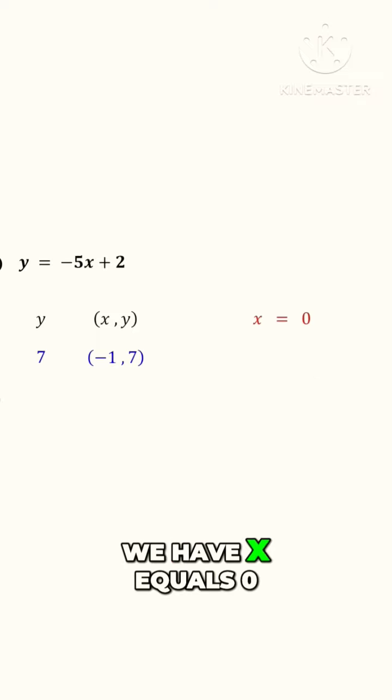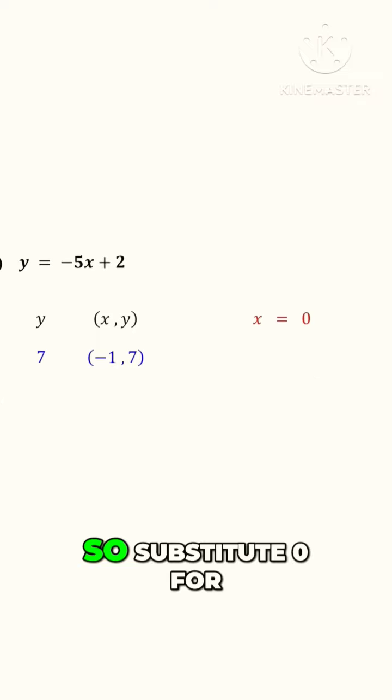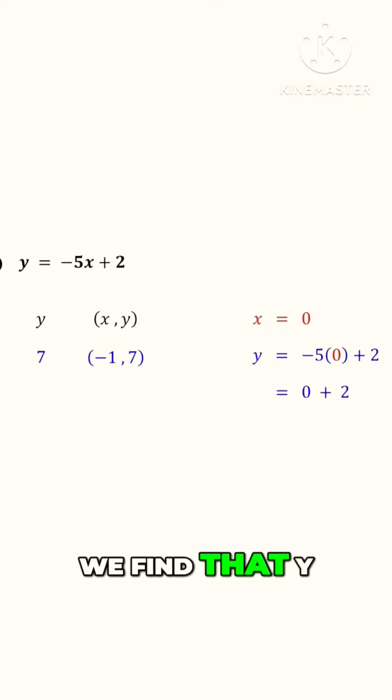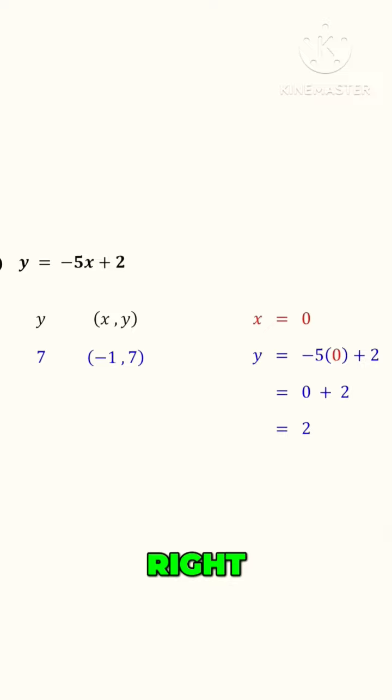Next, we have x equals 0. So, substitute 0 for x and solve for y. Simplifying this, we find that y equals 2, right? So, when x equals 0, y equals 2. Therefore, 0, 2 is another solution.